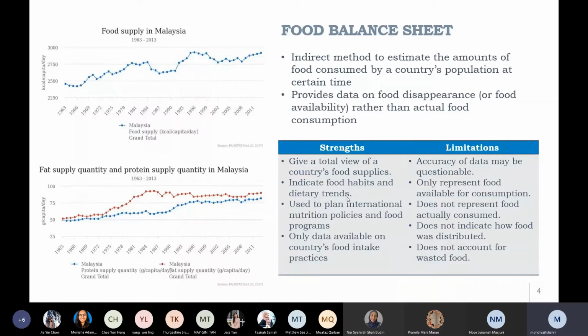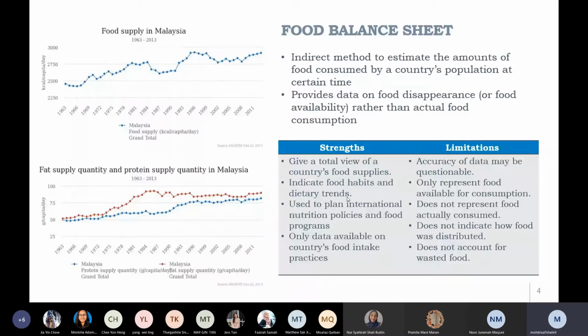So this is not actually what we consume, but is based on the import and export data of the food producers in the country. So if the intake per capita per day is high, they assume that the intake of the individuals or Malaysian population will also be high.